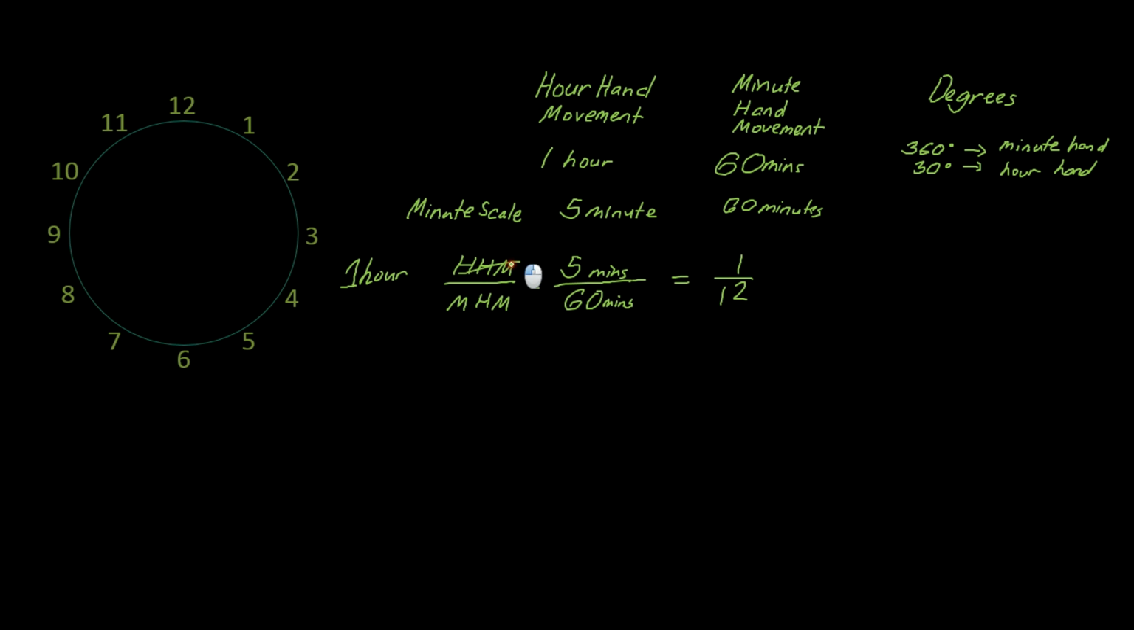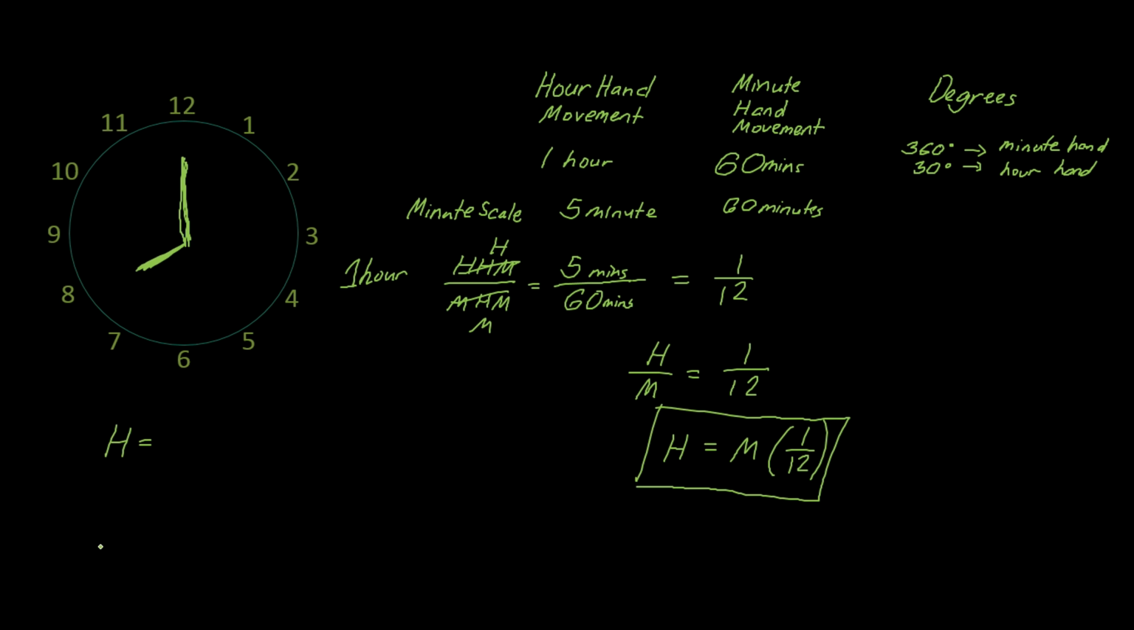Let's simplify this further to just capital H, this one to capital M. So what we have here is H over M, that is the movement of the hour hand relative to the movement of the minute hand. It's 1/12. And then H is equal to M times 1/12. Alright, so we're going to use this ratio, and then let's see.